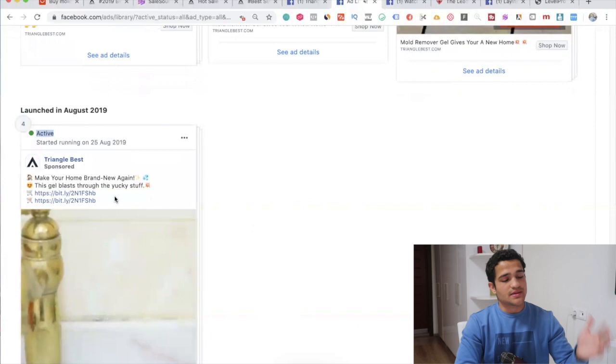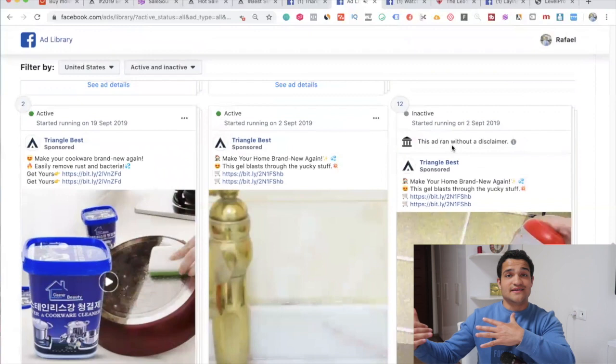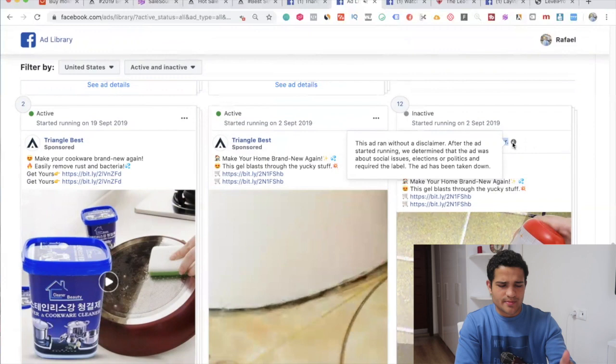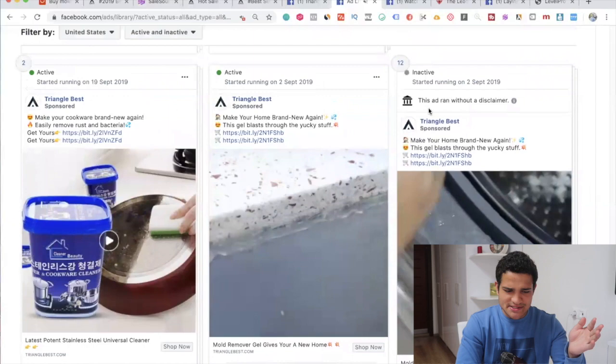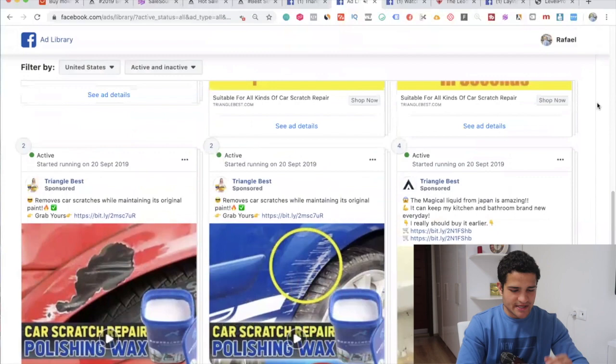Then you can check, okay, this one is inactive, it didn't run. And it says this ad ran without a disclaimer. After the ad started running, we determined that the ad was about social issues and the ad was taken down. Interesting. Okay. I don't see how that ad could be about social issues, but that's pretty interesting that Facebook took down this ad because of social issues.